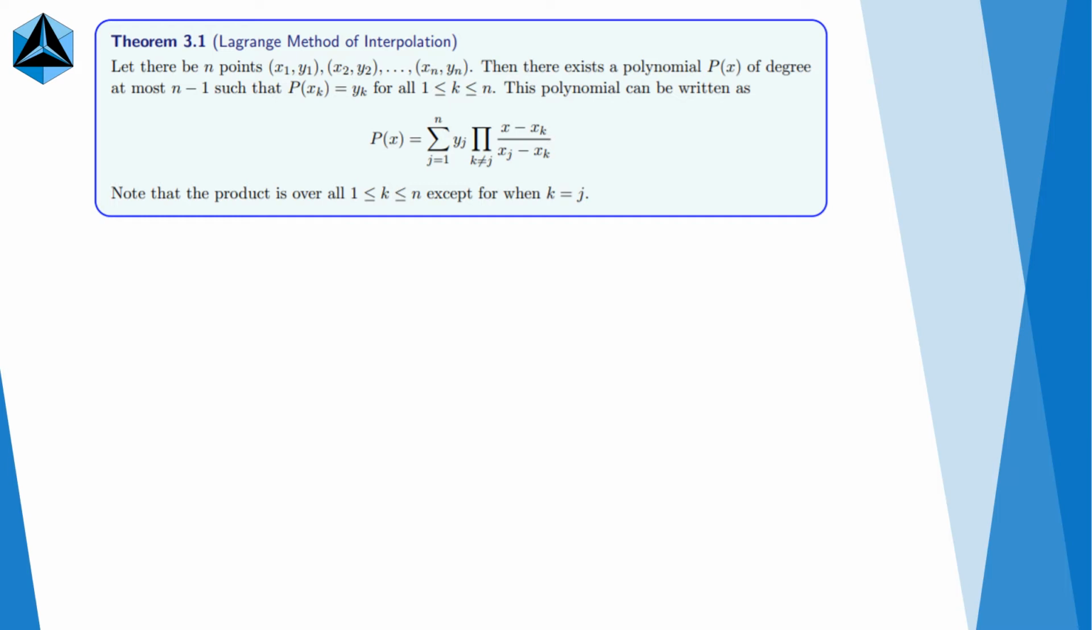But here's the meat of it. This polynomial can be written as p of x is equal to the sum from j equals 1 to n of y sub j times the product of x minus xk divided by xj minus xk, as k ranges from 1 to n except for when k is equal to j. So that's just what the k not equal to j means here.